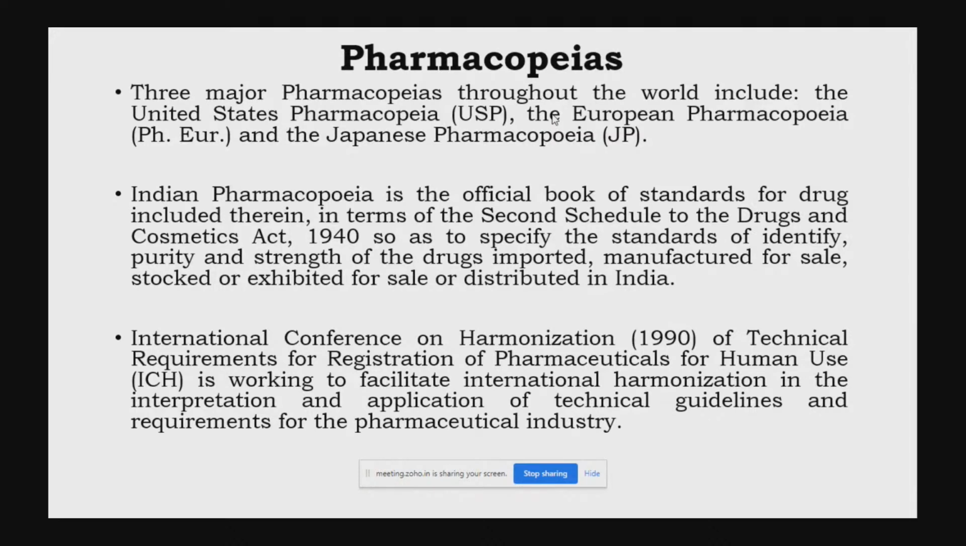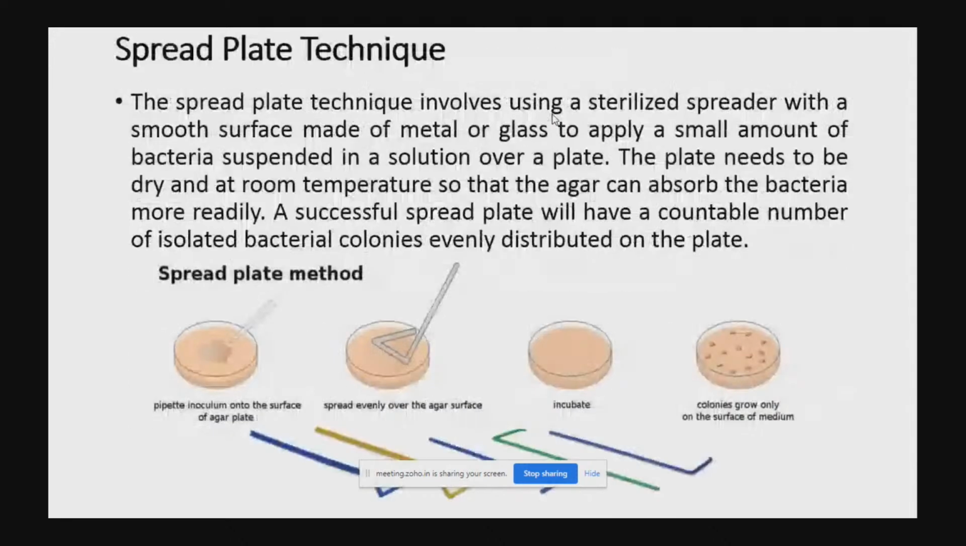Internationally, there is also the International Conference on Harmonization of Technical Requirements for Registration of Pharmaceuticals for Human Use. The ICH is working to facilitate international harmonization in the requirements for the pharmaceutical industries. Here I am going to explain the pharmaceutical microbiology laboratory techniques. There are a few techniques, and following these techniques, we perform a few tests in the microbiology laboratory. So one by one, we can go through them in depth.